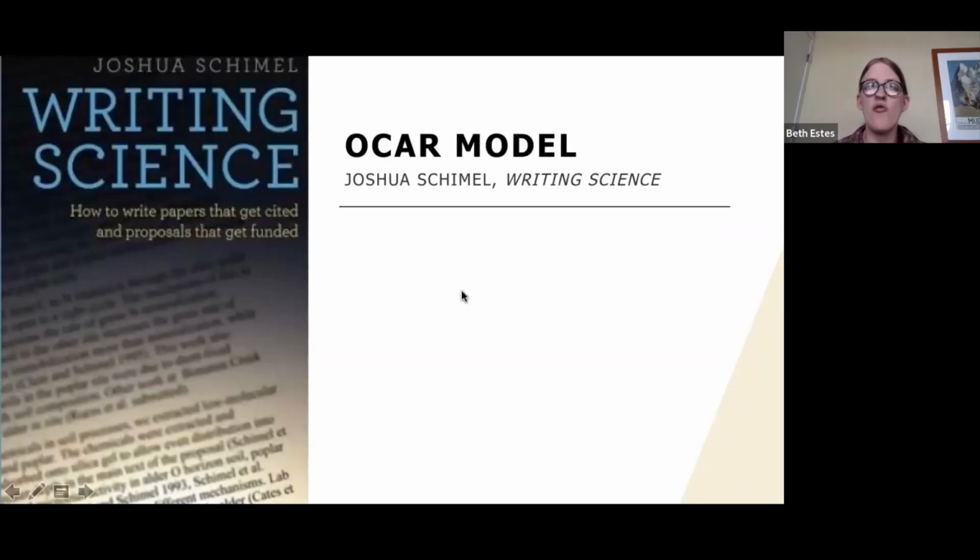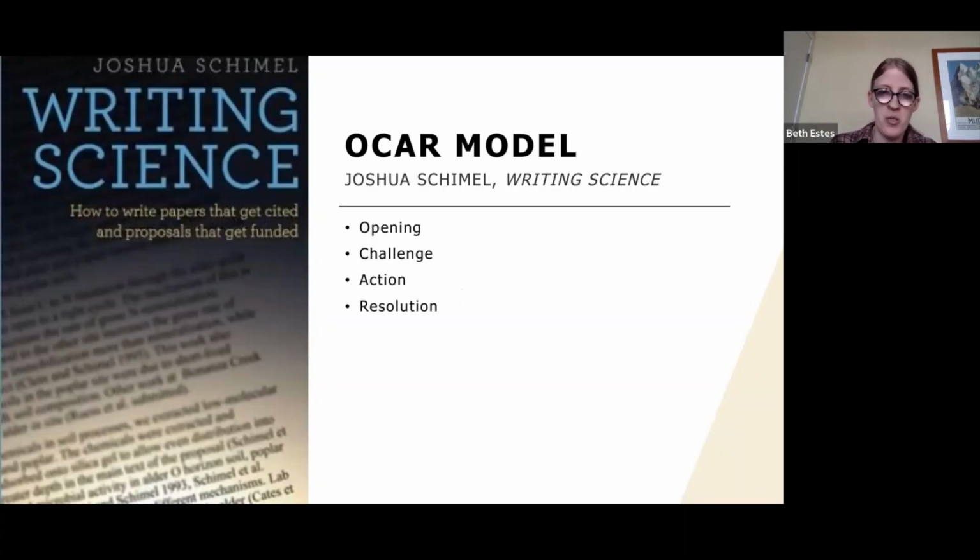So there are a few different models or ways that you can think about writing stories and story structure to keep in mind as you're writing, to make sure that you are doing this for your audience. One of the most popular, easiest models is called the OCAR model, and this is from the book Writing Science. OCAR simply stands for opening, challenge, action, and resolution. If you think about any story that you've ever read in a book, fiction, or watched in a movie, it generally follows this pattern.